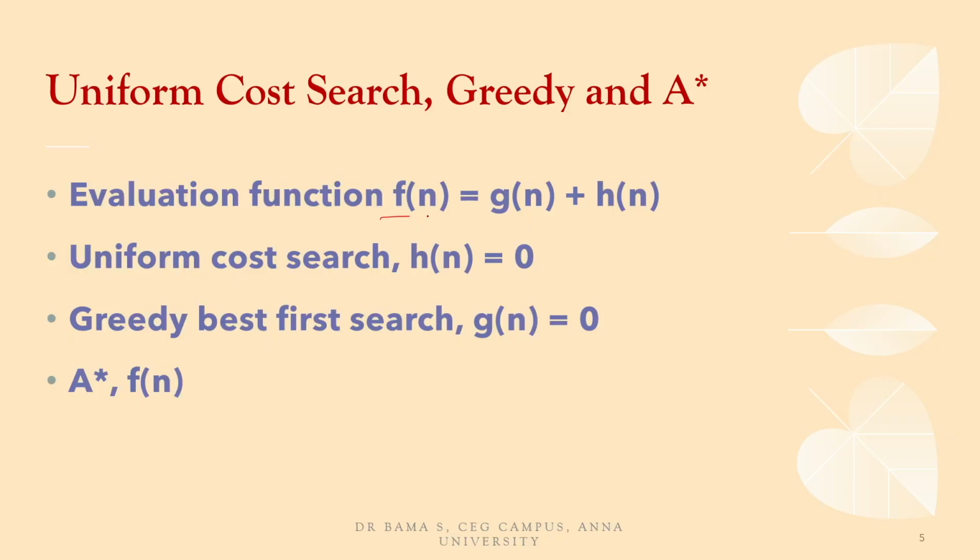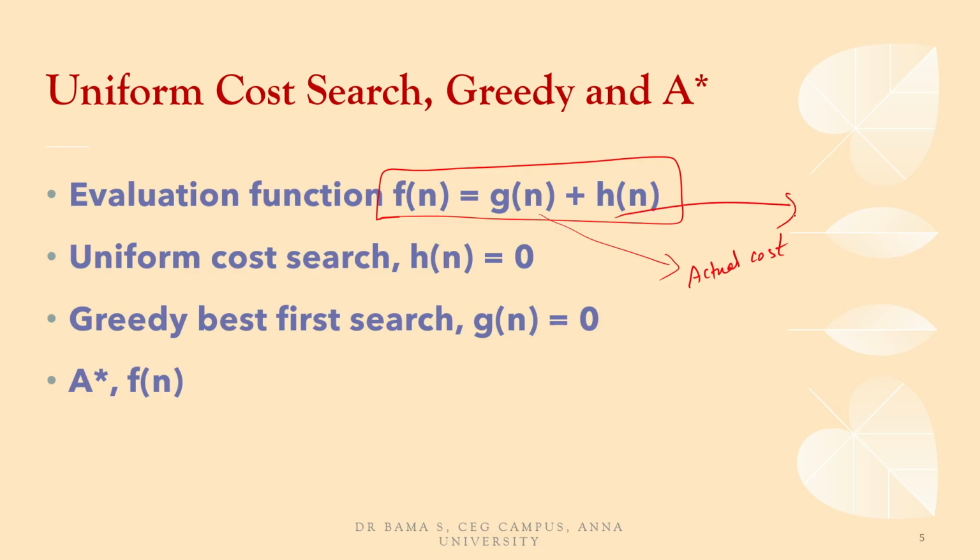And for informed search we had this evaluation formula f(n) = g(n) + h(n), where g(n) is the straight distance cost, the actual cost, and h(n) is the heuristic cost.